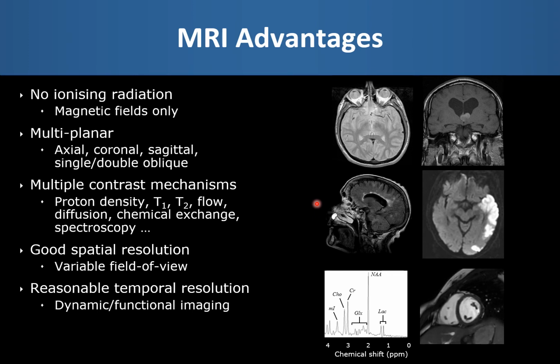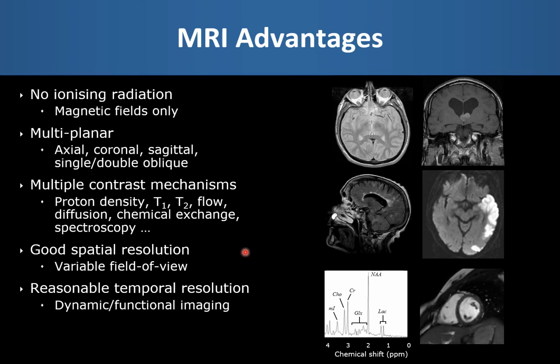MRI also allows for multiple contrast mechanisms, such as proton density, images weighted towards the T1 relaxation time or the T2 relaxation time, or here, for example, where the contrast in the image is proportional to the diffusion of water molecules, which this high signal here is due to the restricted diffusion in a patient who has suffered an ischemic stroke. We can also look at metabolites within tissues through the use of techniques like MR spectroscopy.